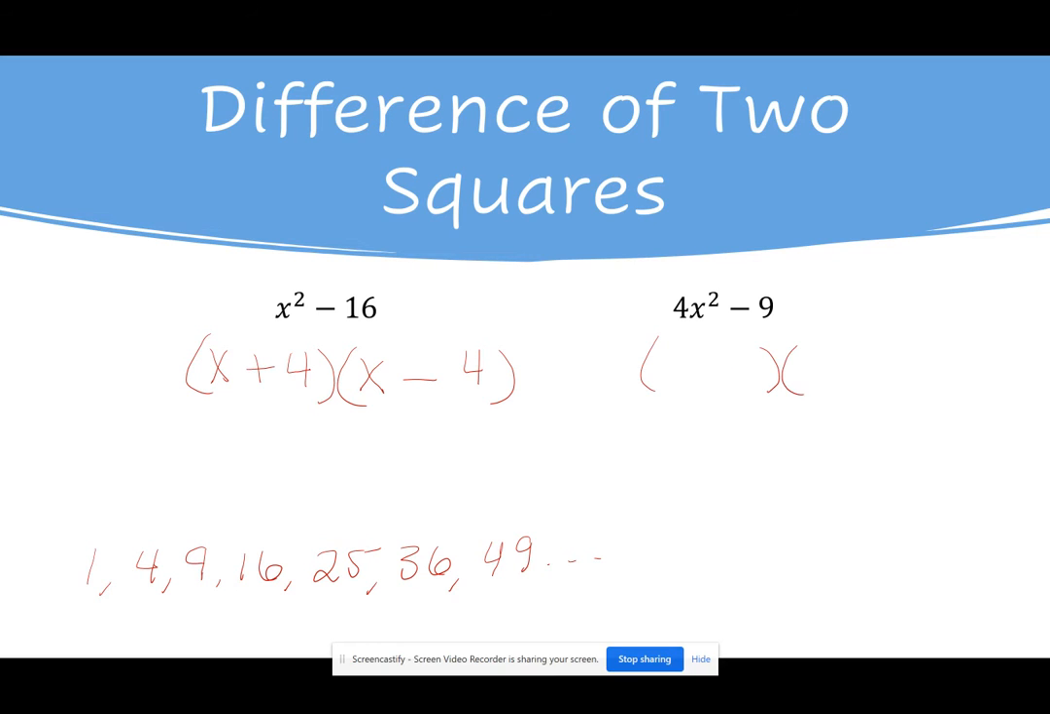Now it's the same thing for this one, but you can have a leading coefficient. So 4 is a perfect square, x squared is a perfect square, 9 is a perfect square, and they're being subtracted. So for the first two spots, we're going to take the square root of 4x squared. So we get 2x. And take the square root of 9, we get 3. And 1 is plus and 1 is minus. Whenever we have two terms, you always want to check for a GCF, or difference of two squares.